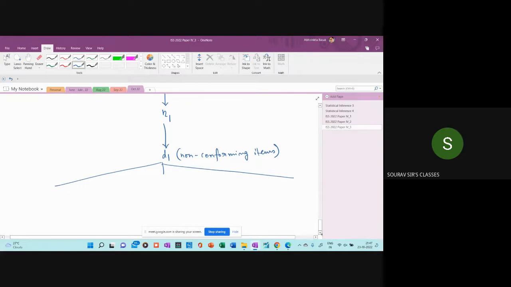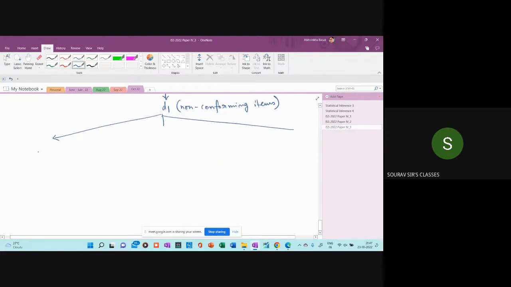One situation is if my d1 is less than or equal to some cutoff point c1, we accept the lot. If this d1 is greater than some other cutoff c2, we rectify the lot. But what happens if this d1 lies between this c1 and this other cutoff c2? How we are going to determine c1, c2, that I am going to tell you.